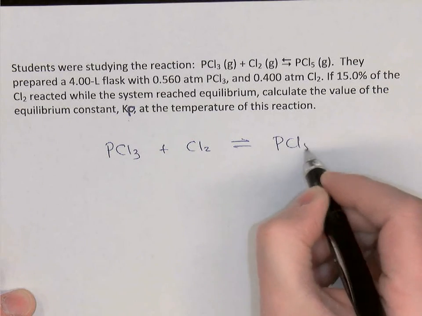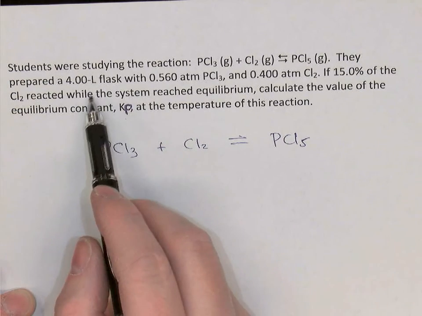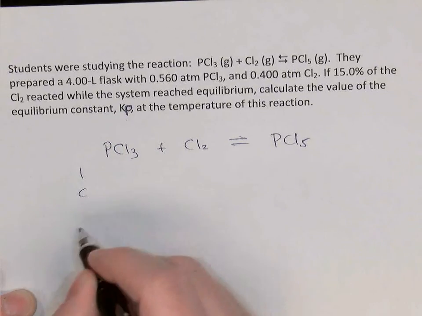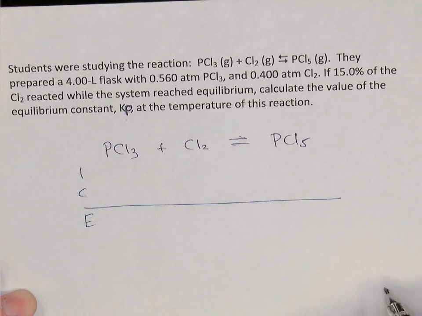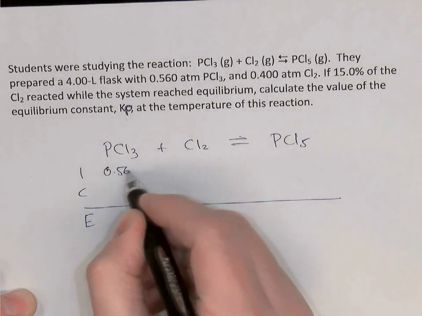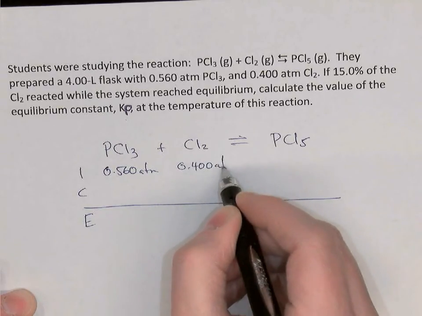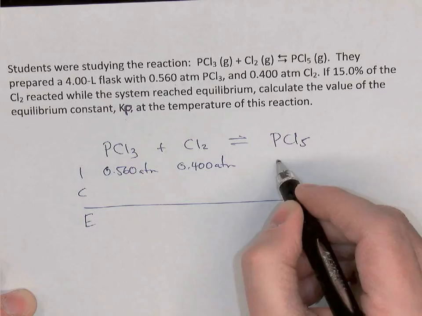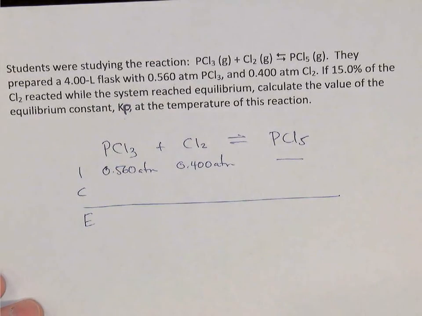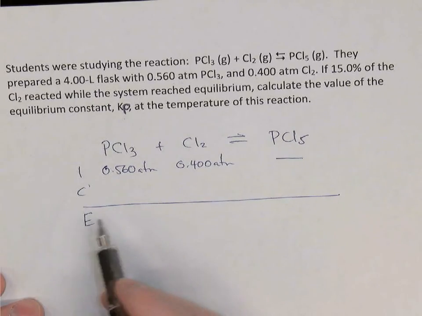Makes PCl5. These were placed in the flask. Now the volume here is kind of irrelevant, isn't it? Because these are atmospheres, these are pressures. We can fill in the ice table by putting in those initial pressures. You had 0.560 atmospheres of this guy. You had 0.400 atmospheres of chlorine, and it doesn't look like you placed any PCl5 in the container. So if 15% of the chlorine reacted, we can figure out the change for the chlorine.